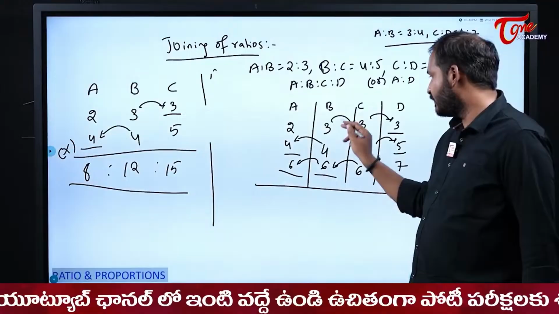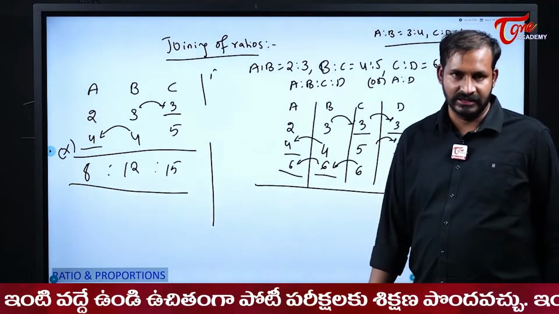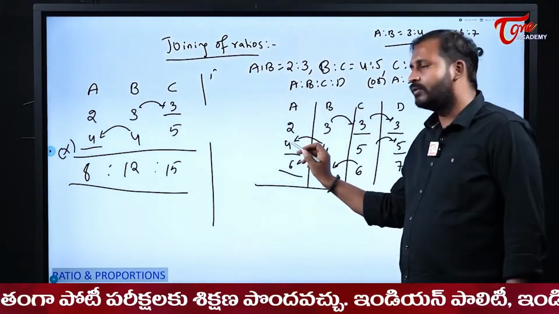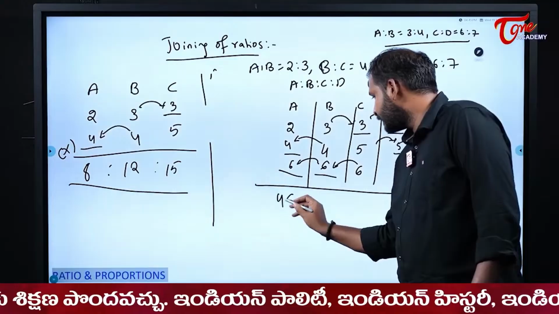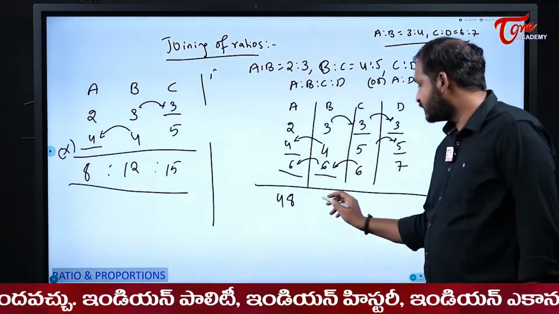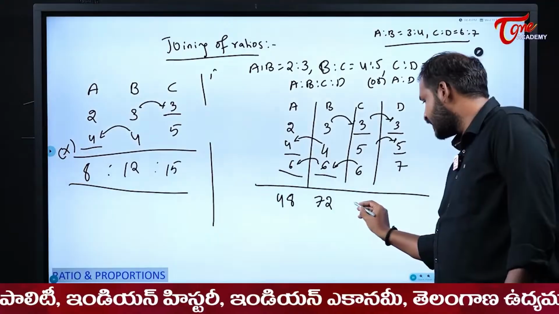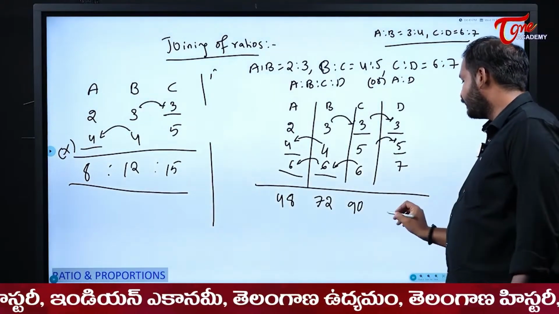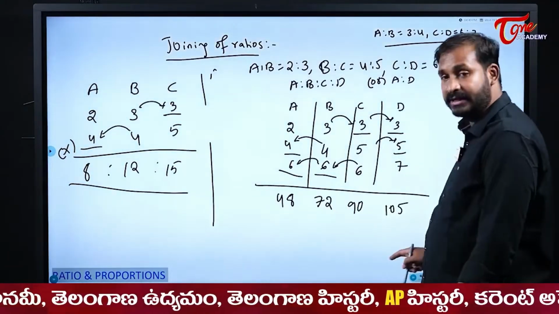Either you can cancel them as a team now itself, 3 here, 3 here, 3 here and 3 will get cancelled here. You can cancel that. Or else at last also you can do 2 4s are 8, 8 6s are 48, 3 4s are 12, 12 6s are 72, 3 5s are 15, 15 6s are 90. Next, 3 5s are 15, 15 7s are 105. If you observe carefully, I can cancel everything with 3 table.